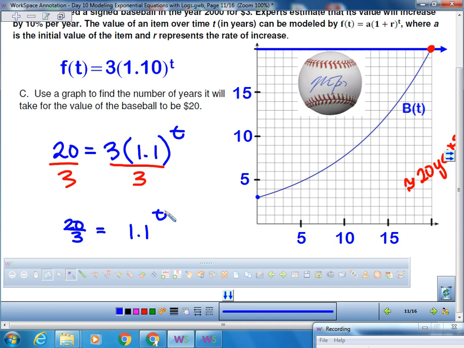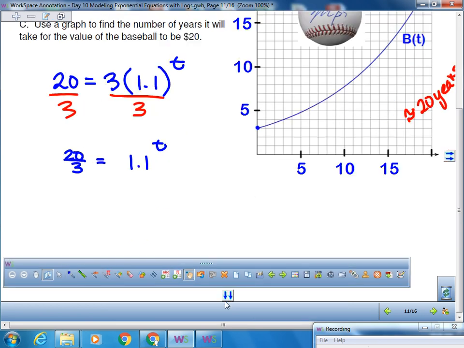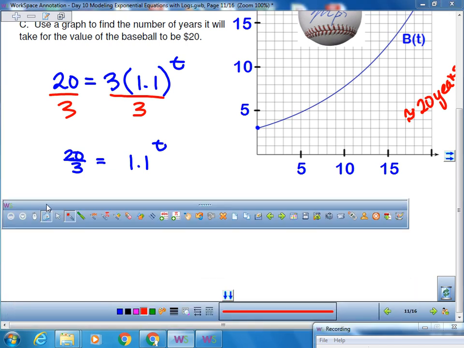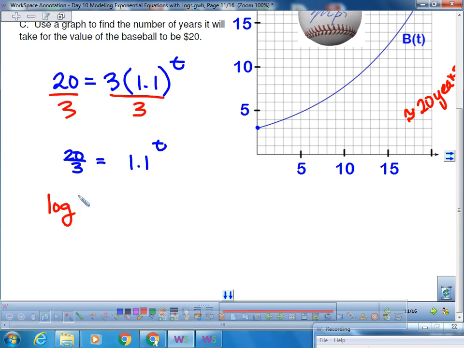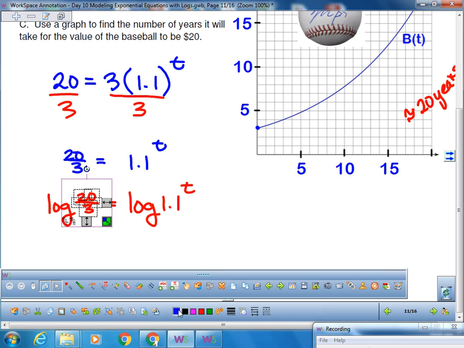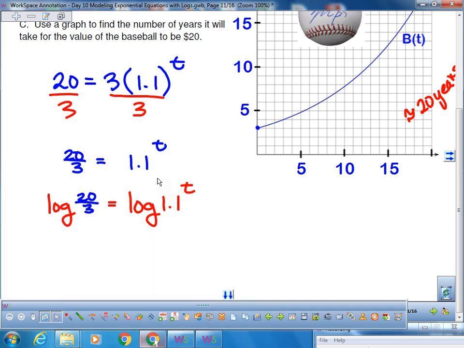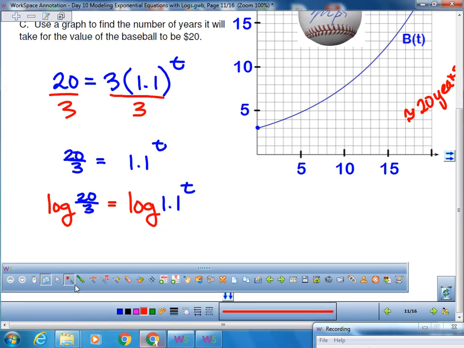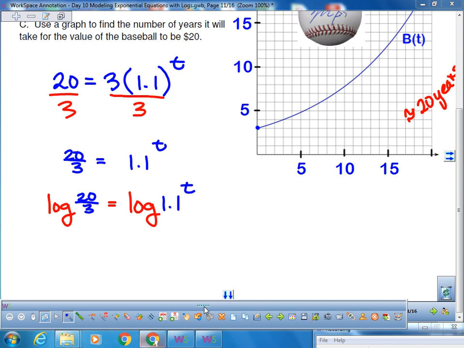Obviously, I don't have common bases, so what do I need to do? Log both sides. So I'm not going to skip any steps on these. So I'm going to log both sides: log 20 divided by 3, and I'm going to log 1.1 to the t. Right? Better? Now you can see what I did on both sides? All right. Now what?